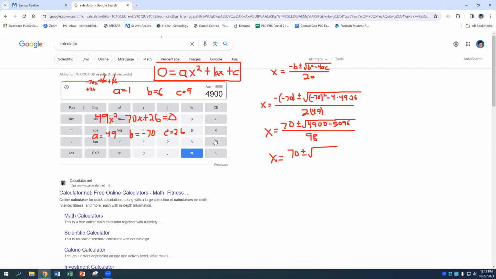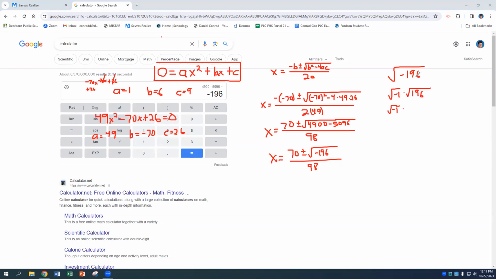4,900 minus 5,096 is going to give me negative 196, over 98. Okay. Square root of 196, we're going to split that up into square root of -1 times square root of 196. The reason we're doing this is because we can't get a real number when we take the square root of -196. Okay. And we're going to turn it into the -1, which is i.